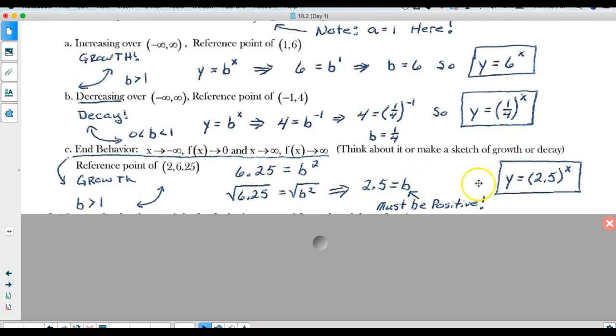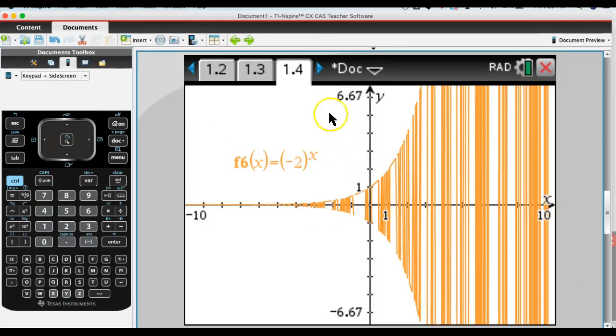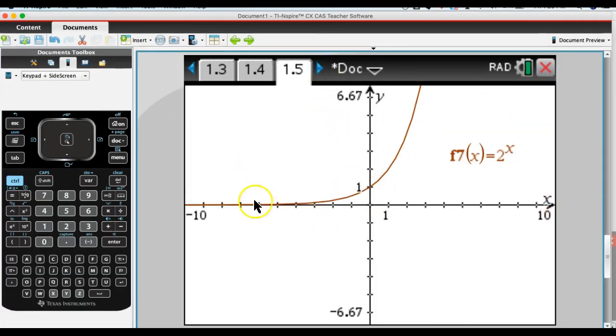So b is 2.5, so my model would be y equals 2.5 to the x. And summarize the characteristics below. Well, basically what we want to do is summarize the characteristics of a growth function. Now notice, this function never went below 0 in this case. There's no way to raise a positive number to a power and get a negative number. There's no way to raise a positive number to a positive exponent and get 0. All they can do is get really slow or really small.